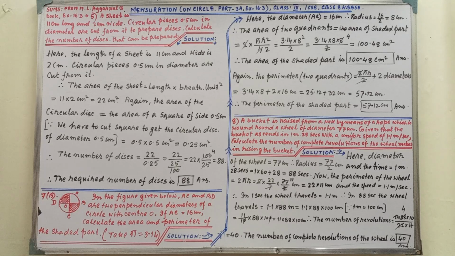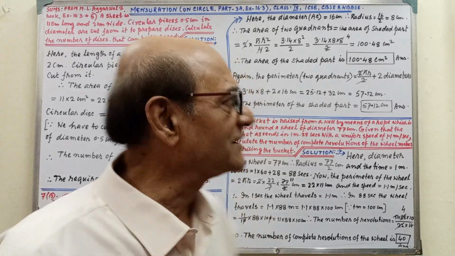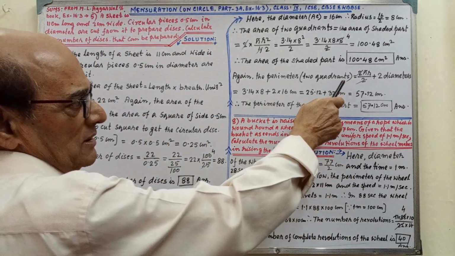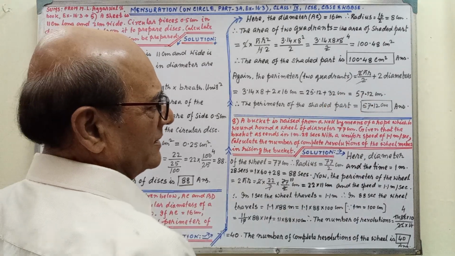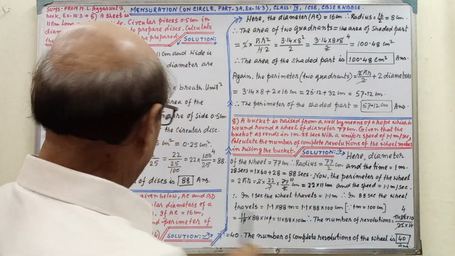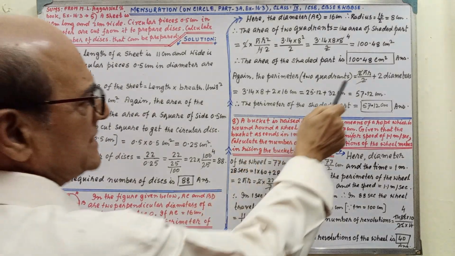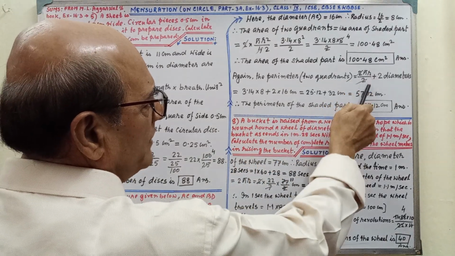Considering the two quadrants, we will get the semicircle. This is why the perimeter of a circle is 2 pi r. Perimeter of a circle is 2 pi r. Here two quadrants make a semicircle, and this is why we are dividing by 2.